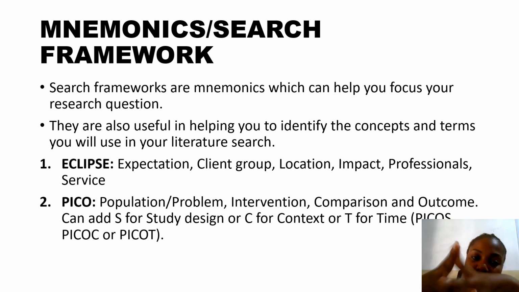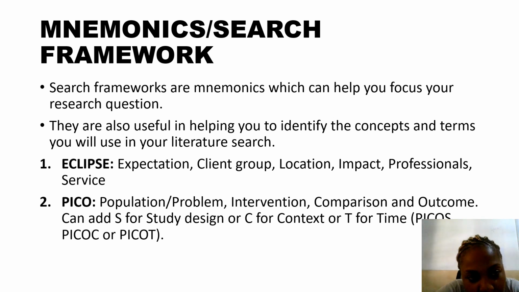If that one fails to bring the papers which you want, then you move to search strategy number 2, mnemonics or research framework. So mnemonics or a search framework can help you to focus on your research question or research objectives. They are useful in helping you identify the concepts or terms which you are looking for, and then they help you bring out the papers which you want to read.